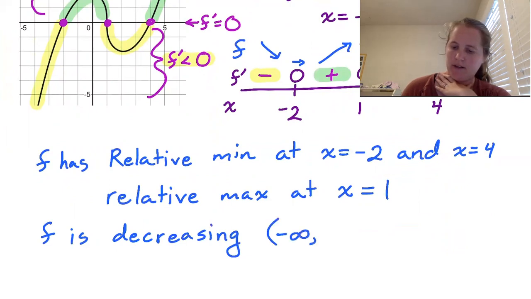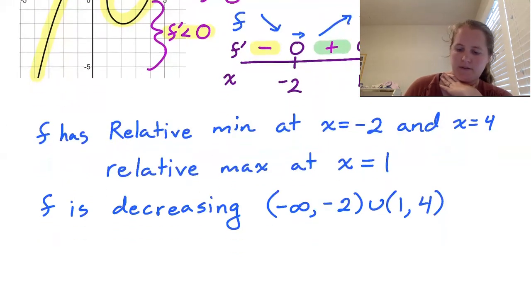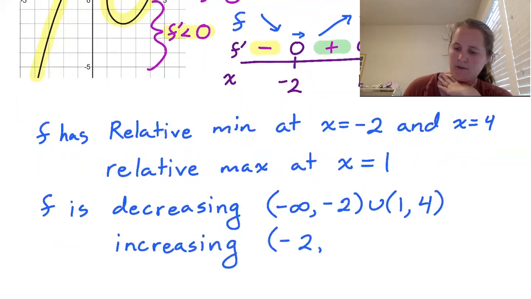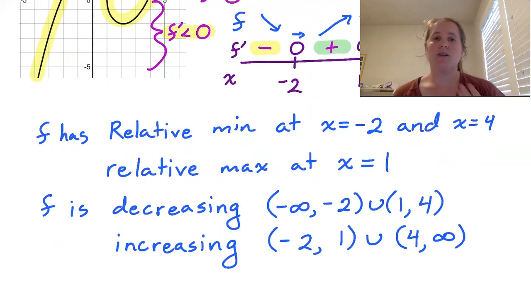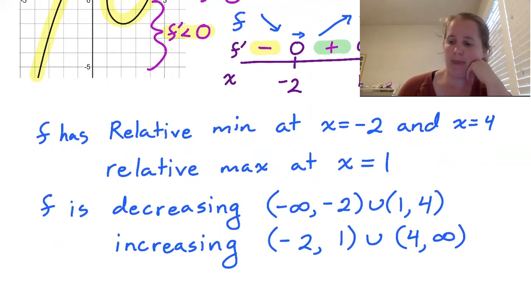And we know that f is decreasing from negative infinity to negative 2, and from 1 to 4. And f is increasing from negative 2 to 1, and from 4 to infinity. So that's all the information we can gather from just the sign of f prime.